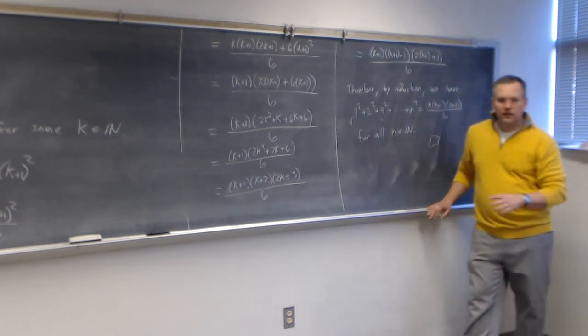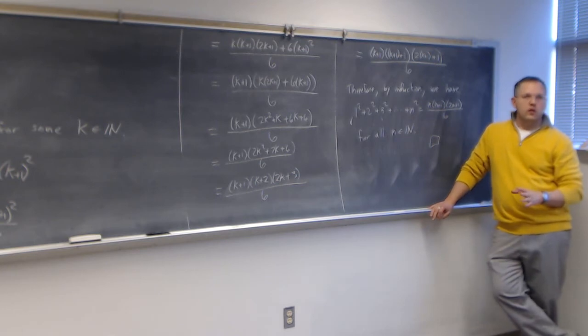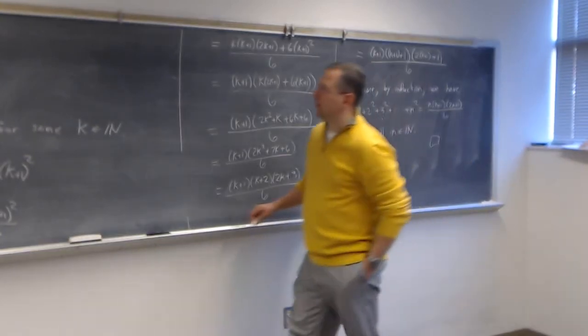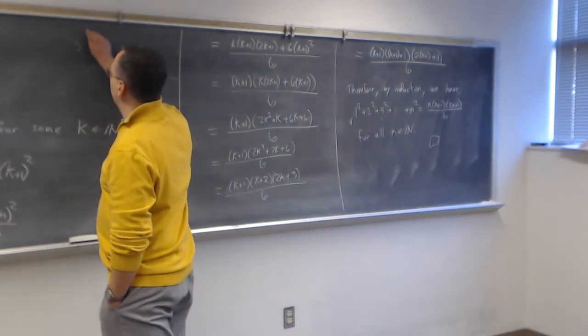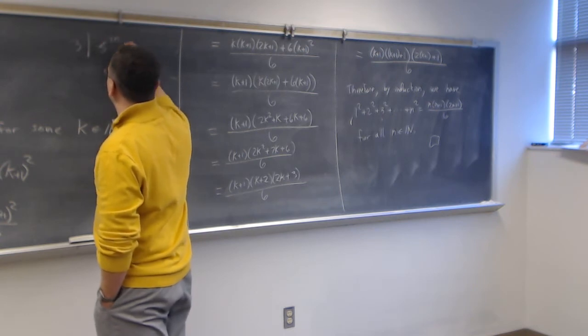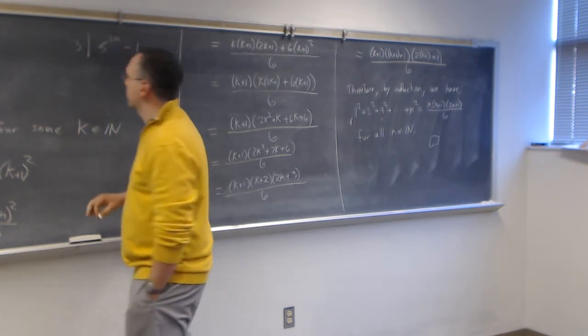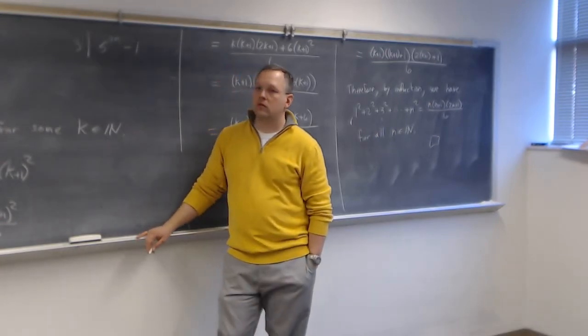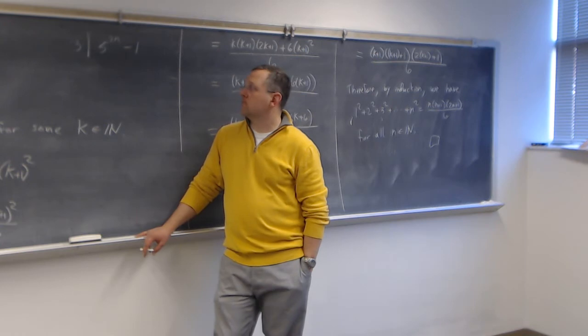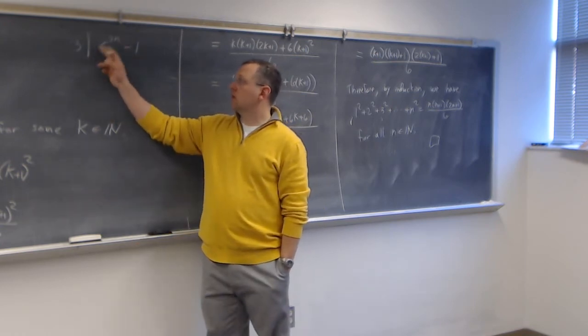Okay, so how did number 10 go? I noticed that number 9 in the homework was very similar to number 10. Did that help if you got stuck? So it said something like 3 divides 5 to the 2n minus 1, right? You use powers and you set 5 to the 2n equal to 3a plus 1.